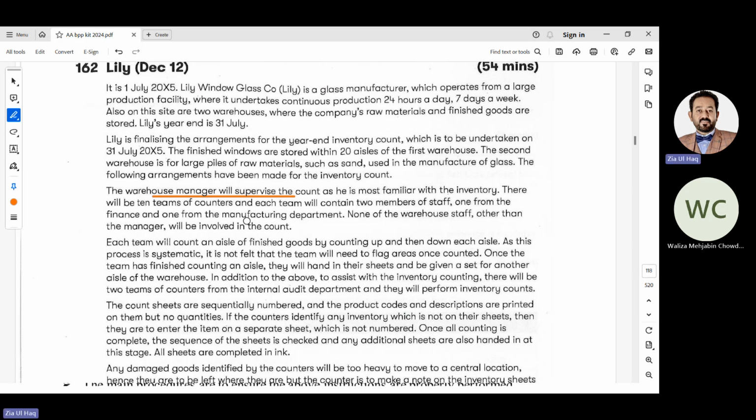You are taking a team from finance, that's fine. But the manufacturing department also holds inventory, especially the raw material and work in process. And any inventory lost during manufacturing will not be highlighted properly. Might be there are work in process 10 units actual, but if they lost 2 units due to their negligence, they will write 12, so that our negligence should not be highlighted. None of the warehouse staff other than the manager will be involved in the count, but this manufacturing department is not independent.